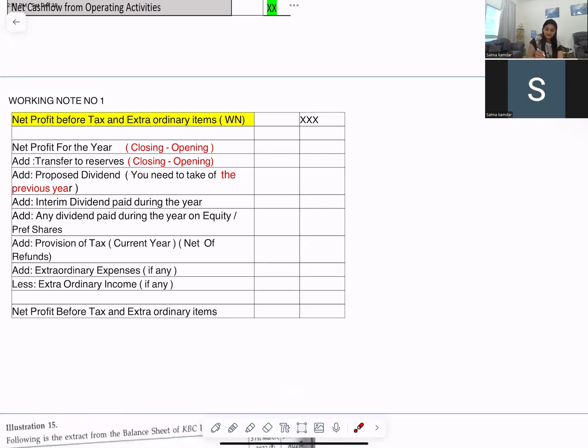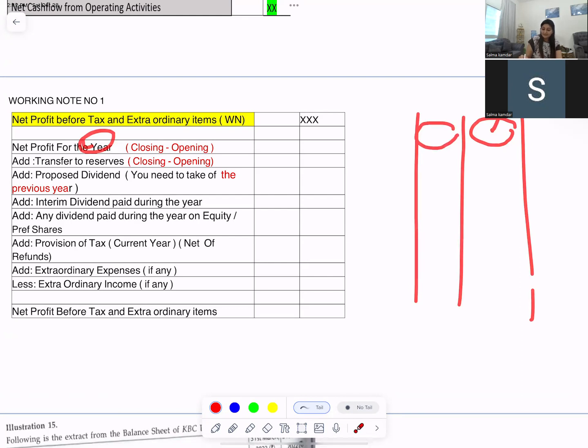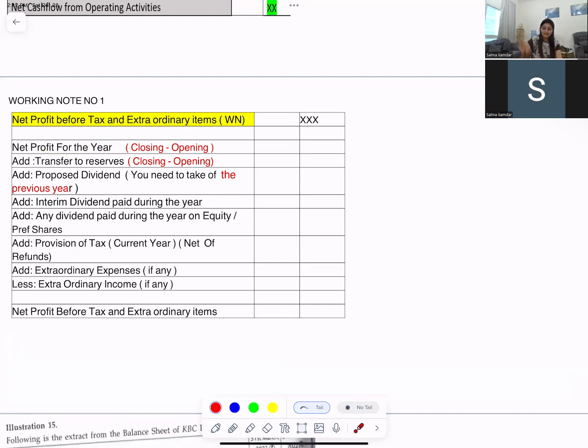What you do is you will find your net profit for the year. How will I find the net profit for the year? You will be given an extract of the balance sheet where they will give you the profit at the end and the profit at the beginning. So the profit at the end minus the profit that was there last year, you will get the profit that you have earned in the current year.